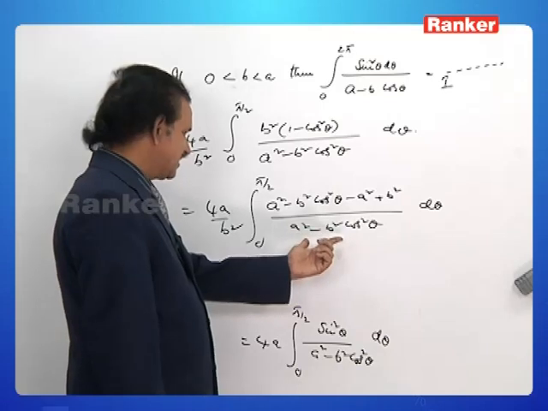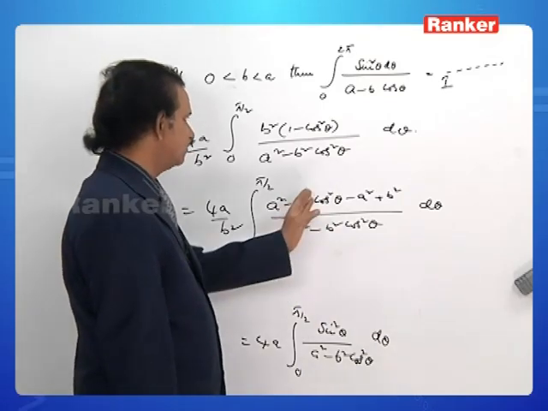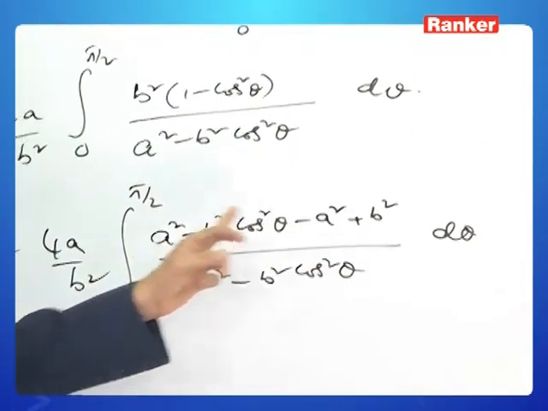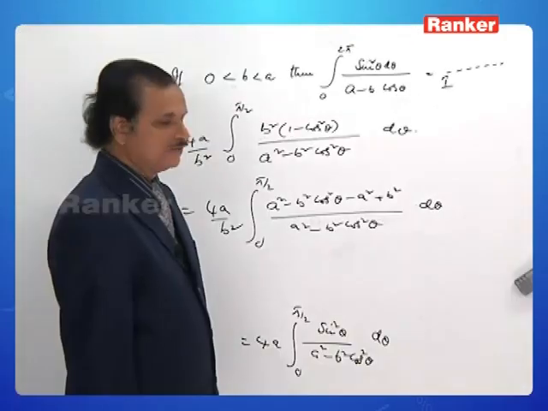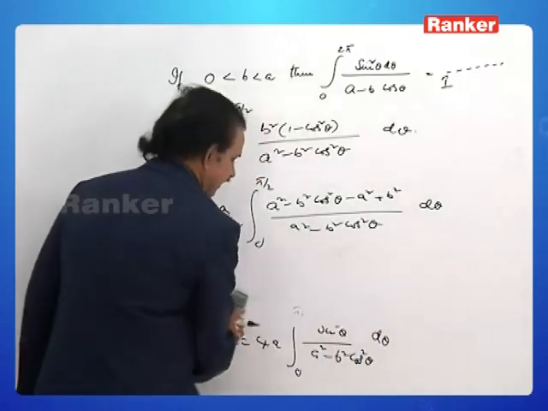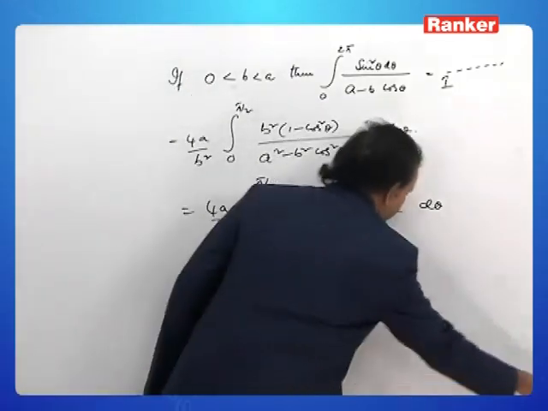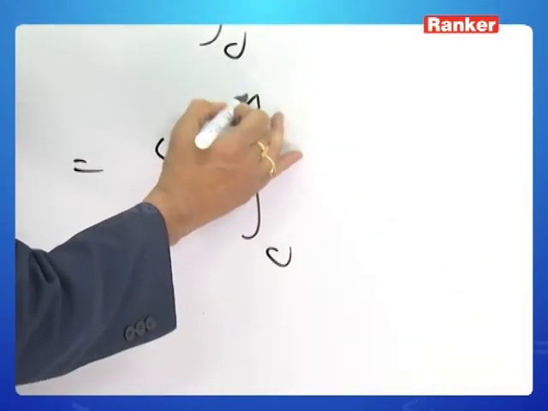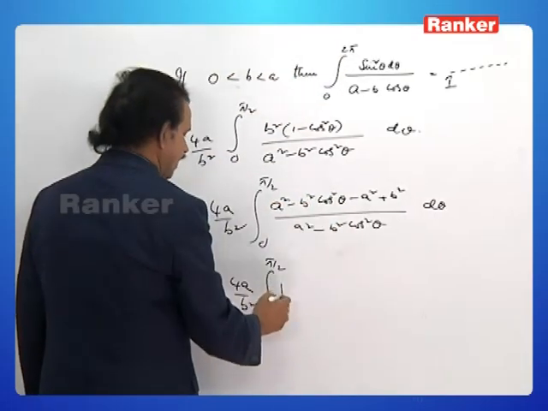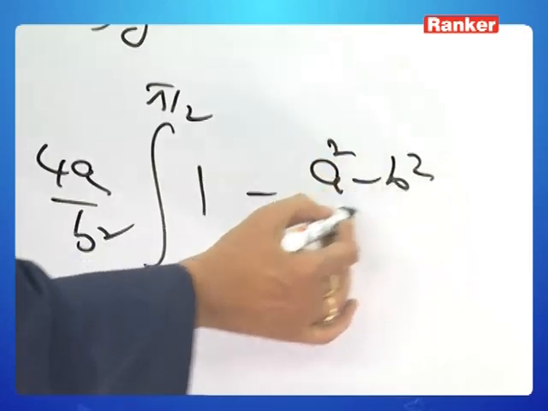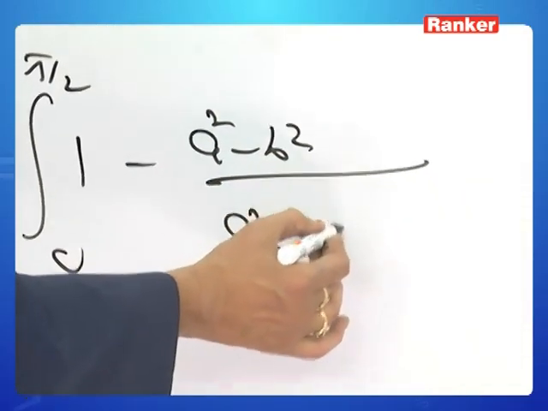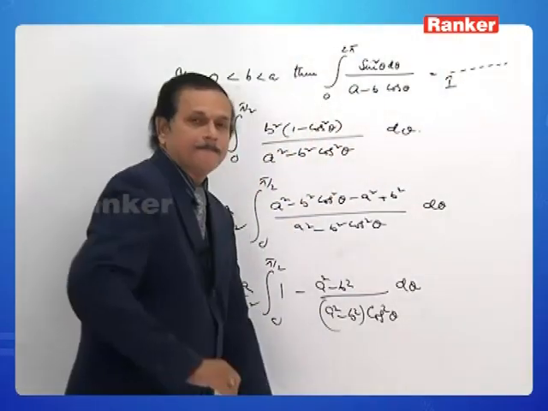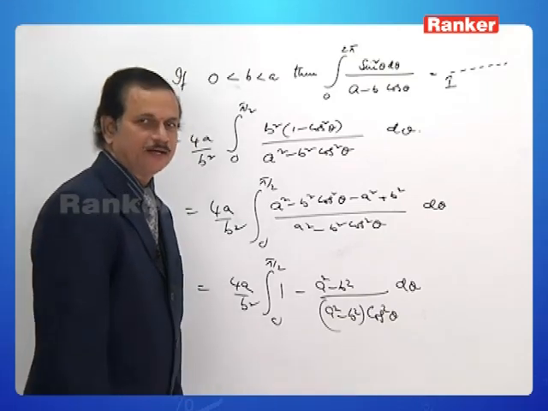I would like to see the entire denominator in the numerator itself: a square minus b square cos square theta. Already minus b square cos square theta is available. Plus b square is okay. The extra item is a square and a square; cancel that. So this can be looked at again as 4a by b square into integral 0 to pi by 2 of 1 minus a square minus b square by a square minus b square cos square theta d theta.